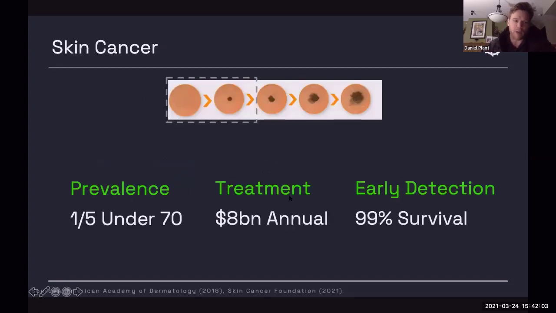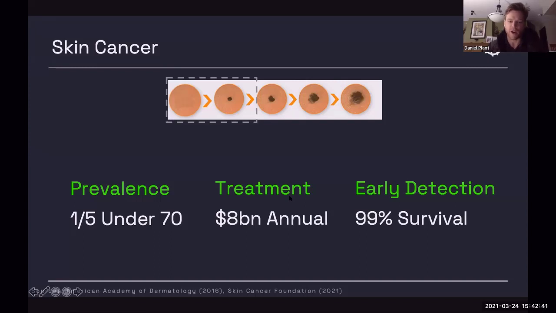So a great example for this application, this idea, is skin cancer. It's growing in prevalence. These stats are for the United States. I wasn't able to find some that were globally relevant, but the story is strong. Skin cancer has a prevalence of 20% for Americans under the age of 70, and they're spending about $8 billion treating skin cancer in the US alone. But the crucial thing here is that early detection leads to a 99% survival rate.